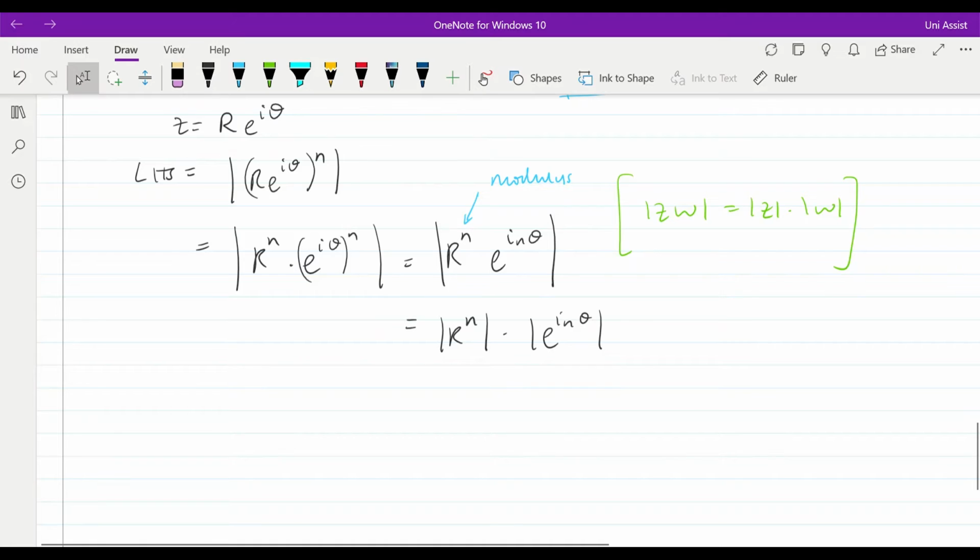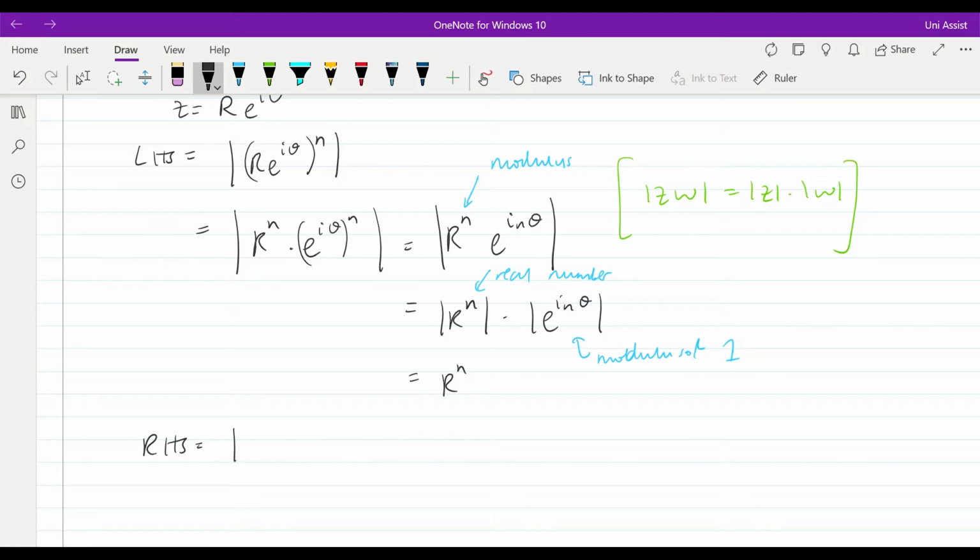and we know that this is obviously just a real number, and this has a modulus of 1, because this is just a complex vector on the unit circle. Now we're going to get just r to the n. That's the left hand side.